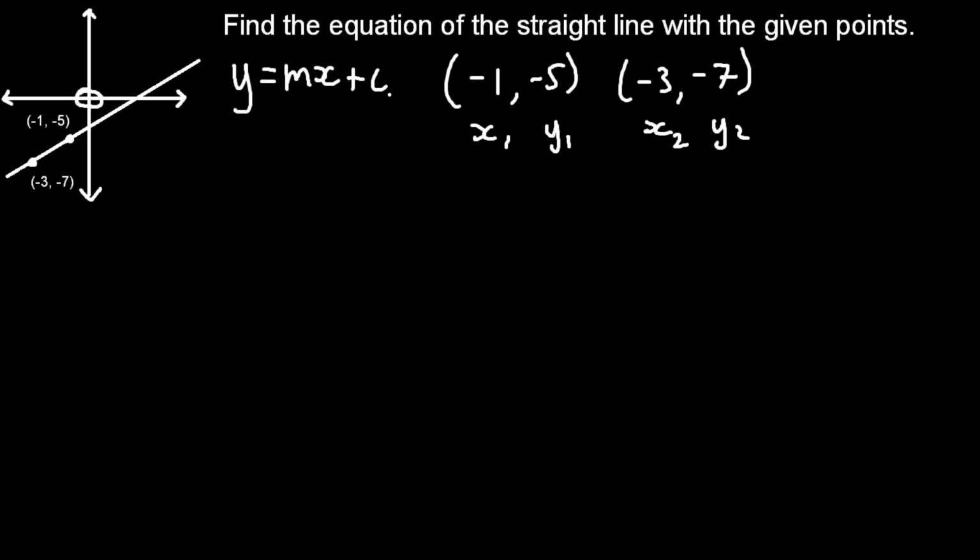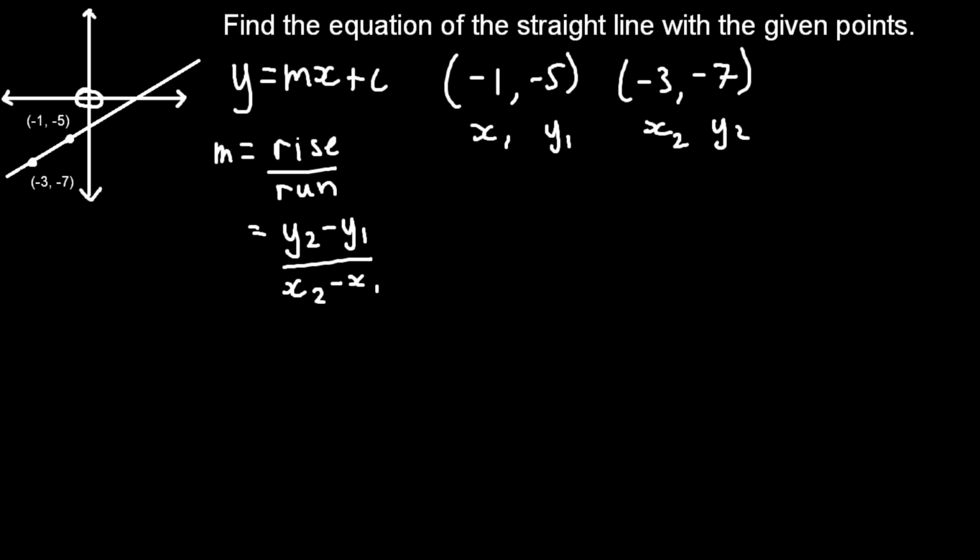So the first unknown that we could find here is our m value. M is our gradient, and that is rise over run. Another way we can write that would be the difference in the y value, so y2 minus y1, over the run, which is the horizontal. So that's x2 minus x1. Now we just sub in our values. So y2, that's -7, minus y1, which is -5, all over x2, that's -3 minus x1, which is -1.